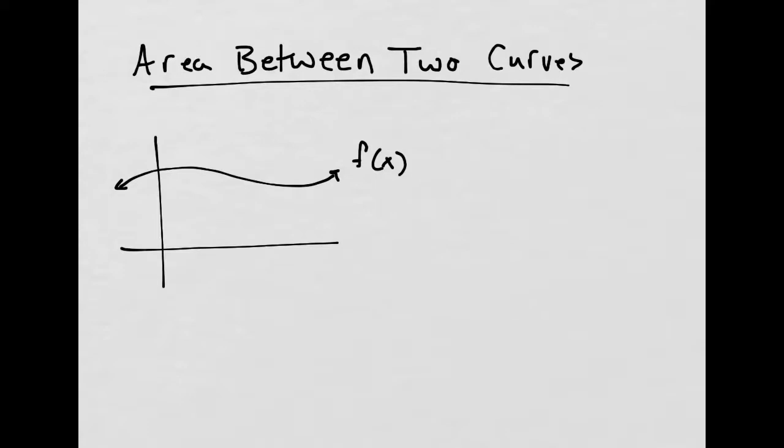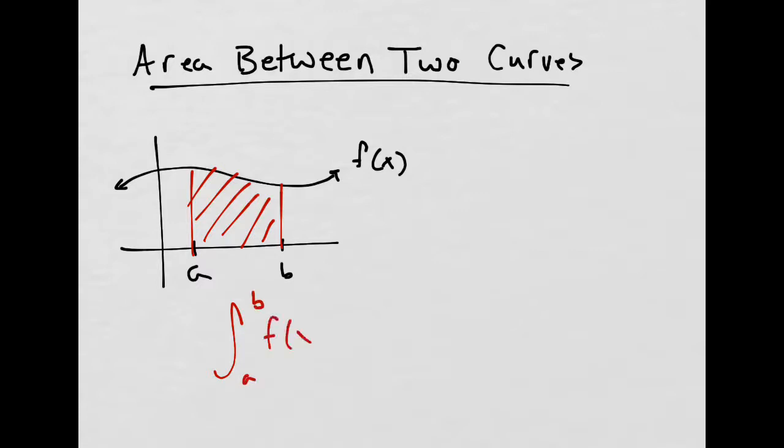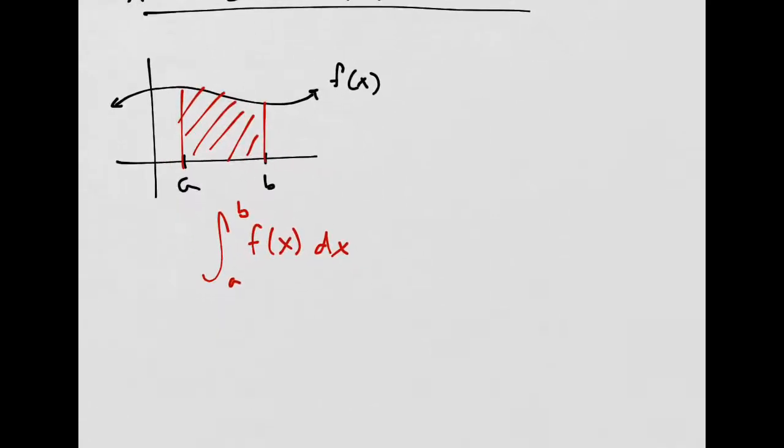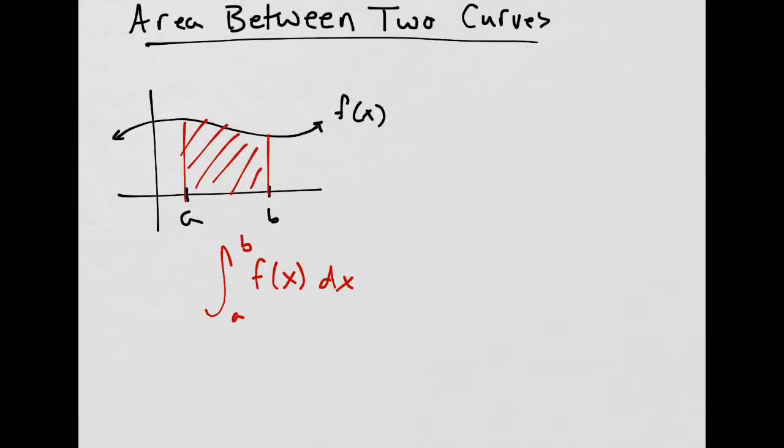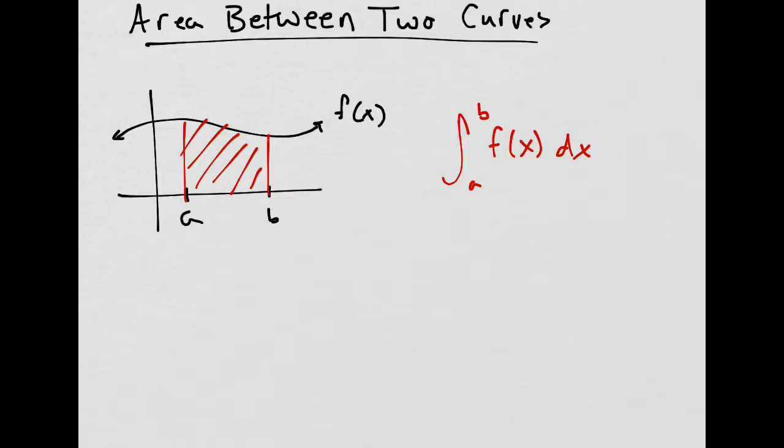I already know that if I want to find the area beneath f of x from a to b, whatever this function is, that area is represented by the integral from a to b of f of x dx. So we already know this. The definite integral represents the area between the curve and the x-axis. Well, what if I had another function, g of x? So if I put in another function here, let's say g of x is below f.